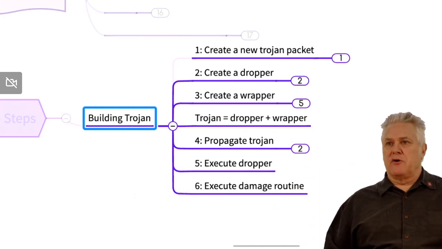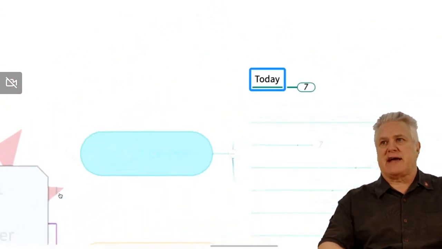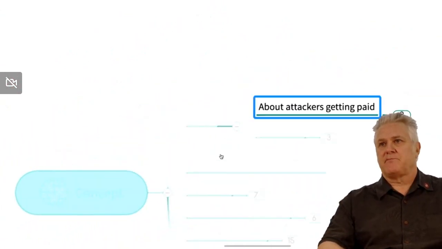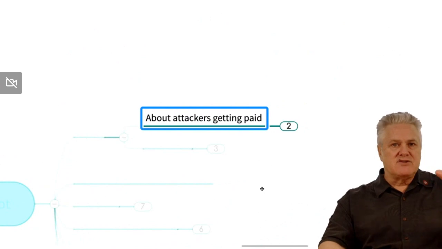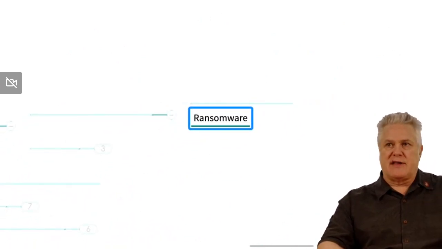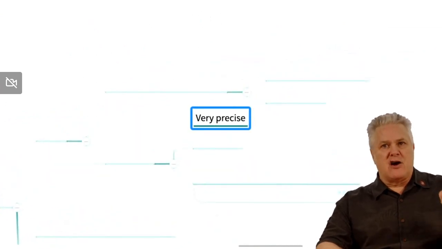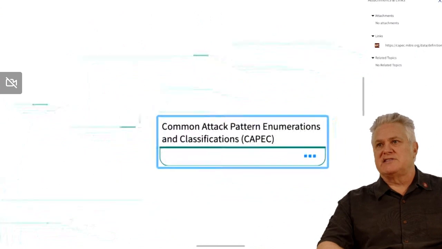Now what we want to do is restart this whole thing and just talk about the concept here just for a second before we walk away. Today, it's all about getting paid. That's cryptocurrency mining and ransomware. We all know that that's happening. When we talk about the new terms out there, they're very precise. They have nothing to do with the exam.